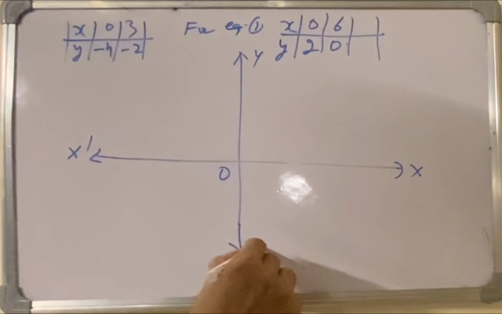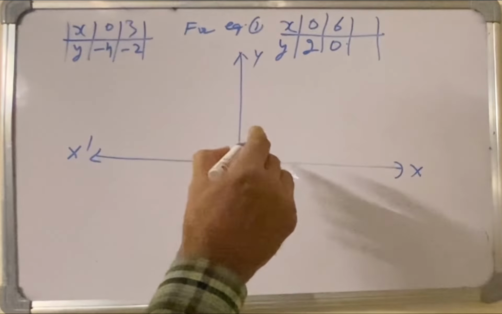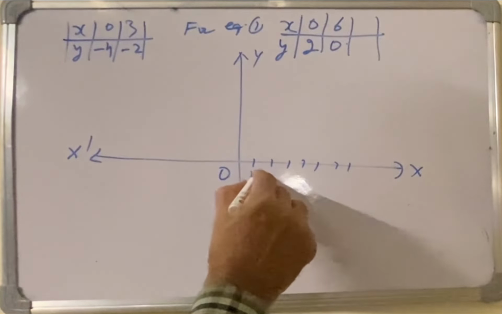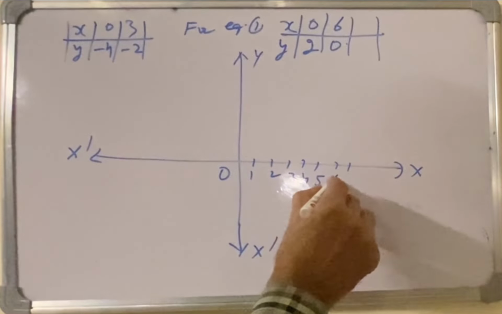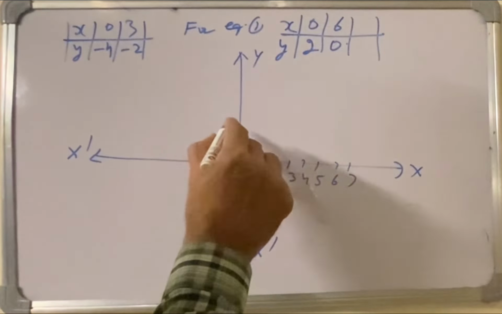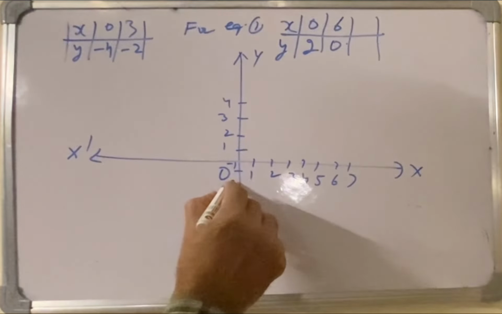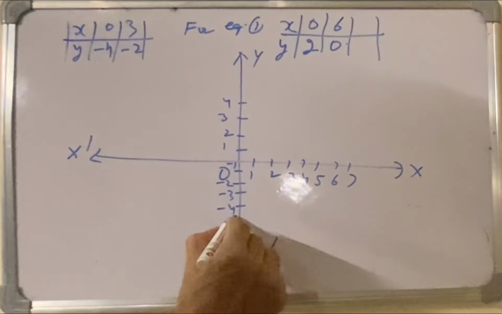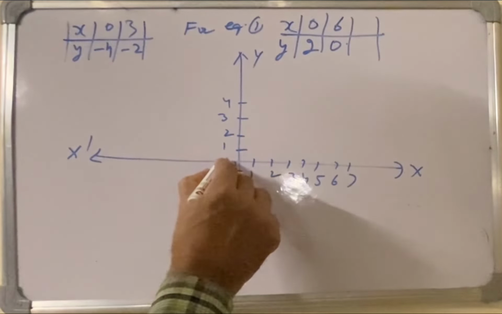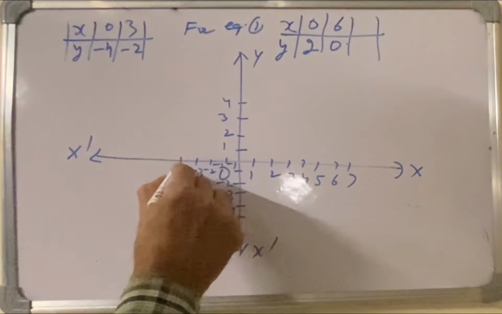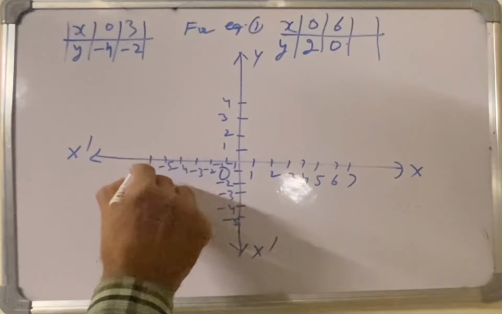We mark points 1, 2, 3, 4, 5, 6, 7, 1, 2, 3, 4, minus 1, minus 2, minus 3, minus 4, minus 5, minus 1, minus 2, minus 3, minus 4, minus 5, minus 6.